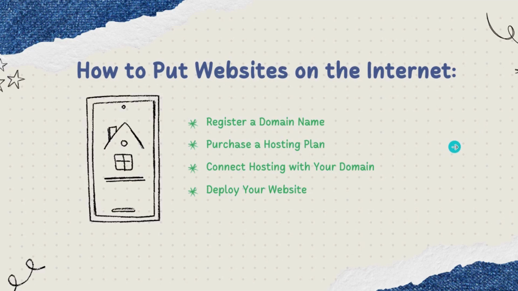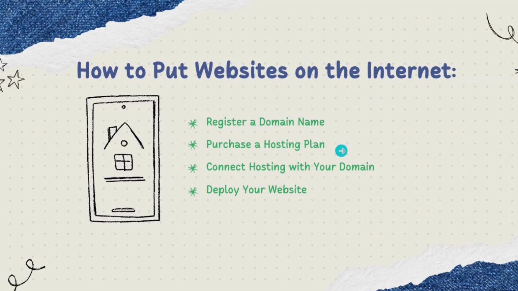Okay, how to put websites on the internet? Yeah, it's an interesting part. At first, we have to register a domain. We can purchase a domain name from providers like Namecheap, Hostinger, or others. A domain name is the address, what we see in the browser tab bar, and what we type to access others' websites. Then we have to purchase a hosting plan.